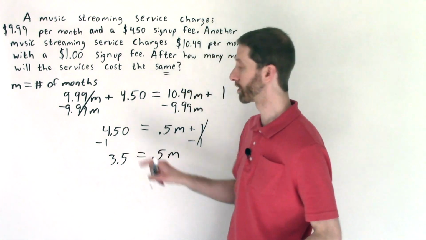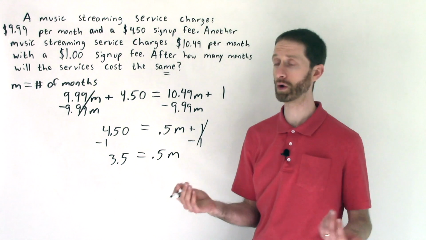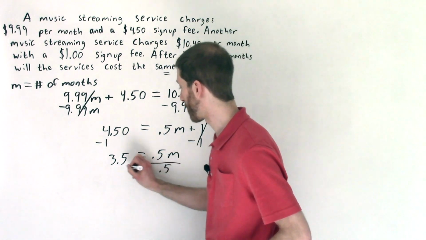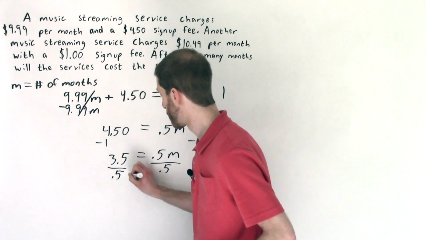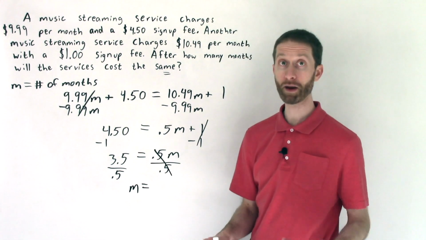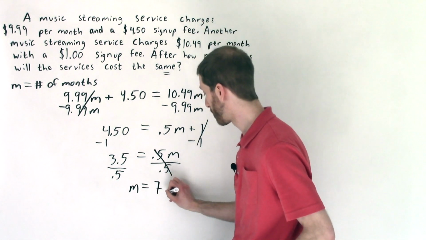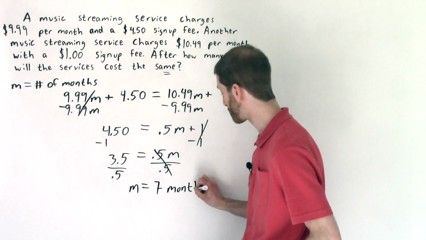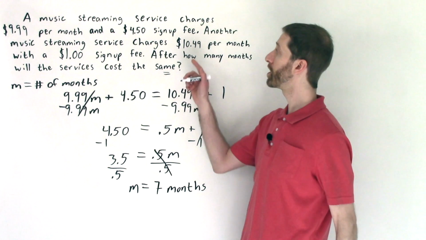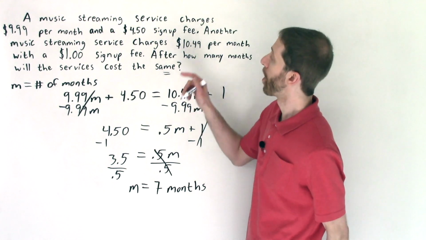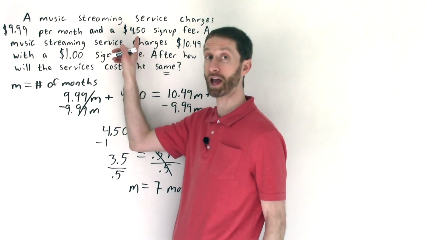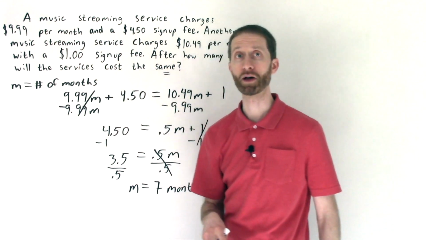I realize I'm dropping zeros here, but that's just to make this into an easier equation to solve. To undo 0.5 times m, I divide both sides by 0.5. And we're left with m is equal to 3.5 divided by 0.5, which is 7. Or it will take 7 months until the two services cost the same, at which point we know that the service that costs more per month is going to end up being more expensive than the service that had a bigger sign-up fee to start but costs less per month.